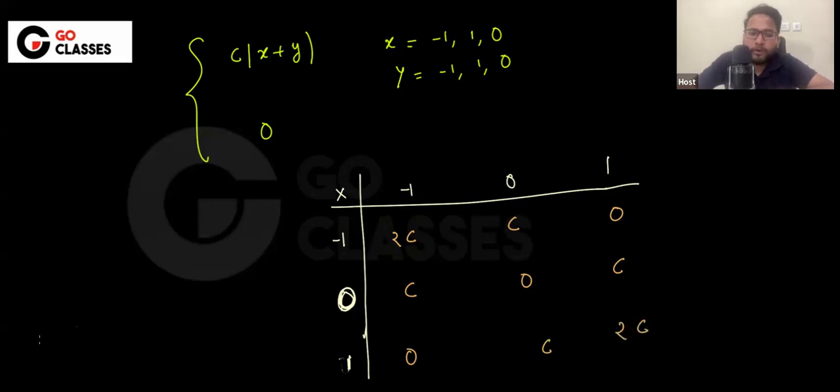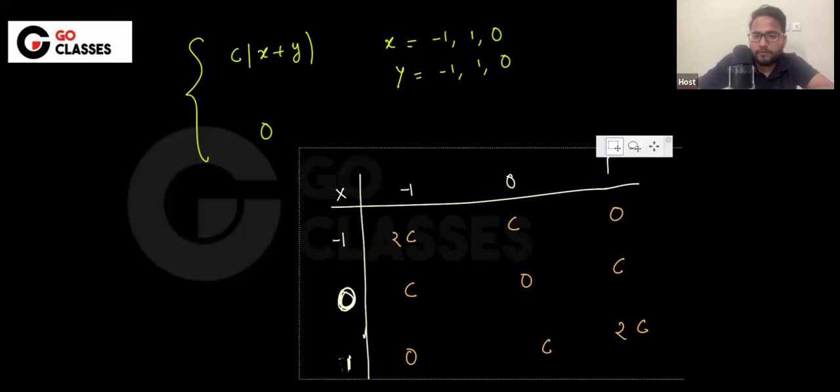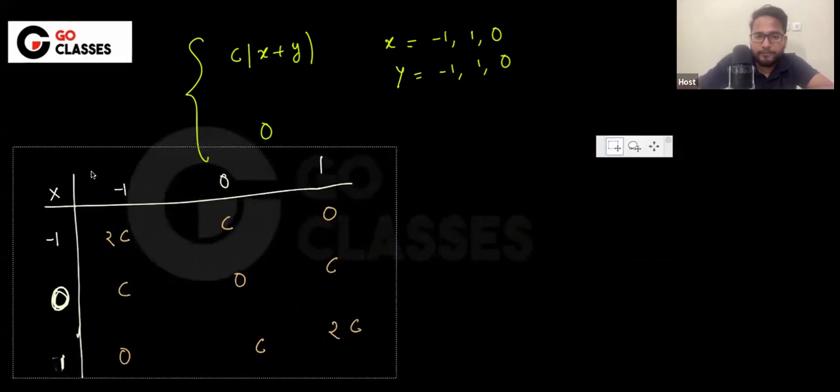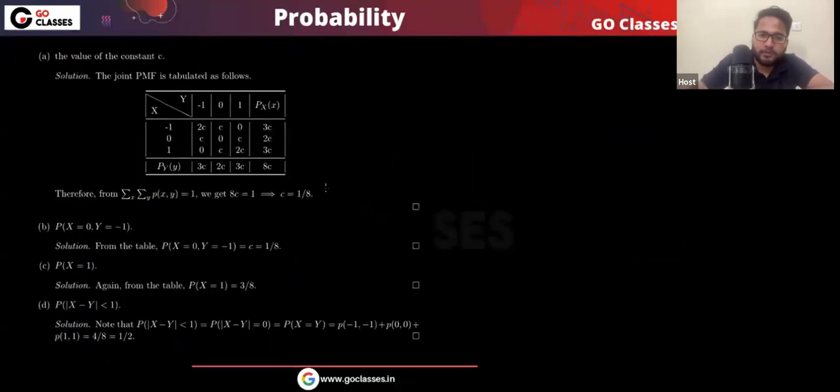Now what do you need to do? You need to add all of this. So how much is it? 3c, 4, 5, 6, 7, 8, right? So if you add all of this, what is the value of c you will get? 1 by 8, right? So 8c is 1. From here, c is 1 by 8. So this is the answer: c is 1 by 8.